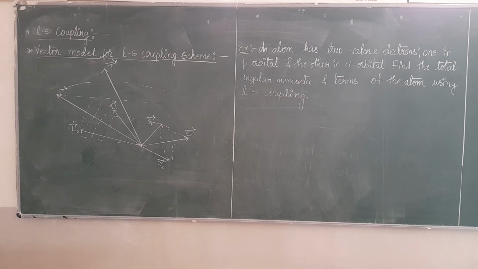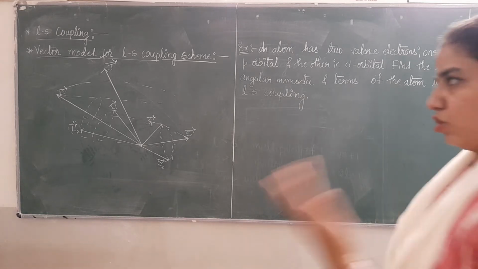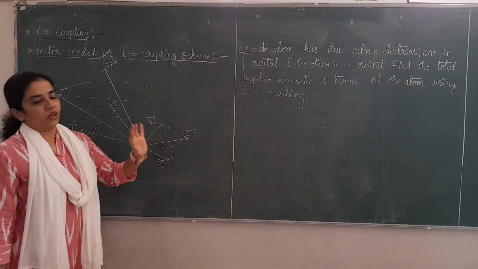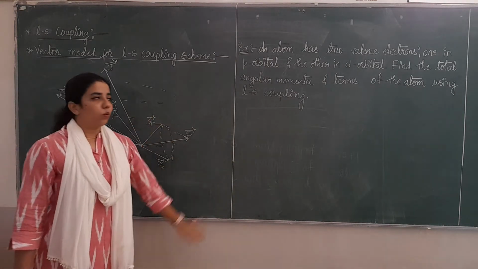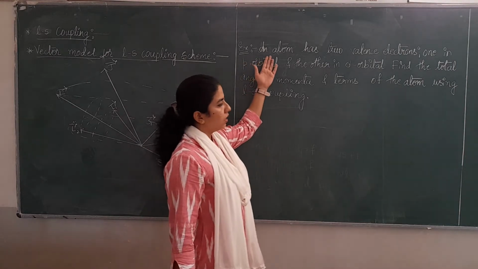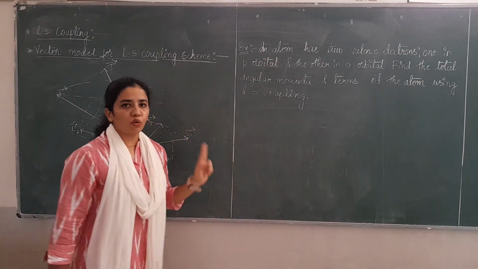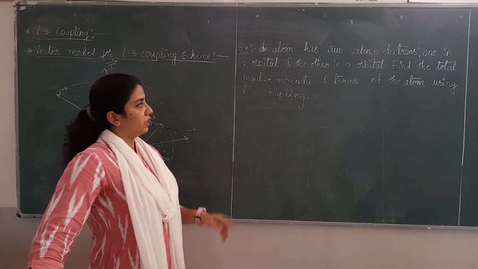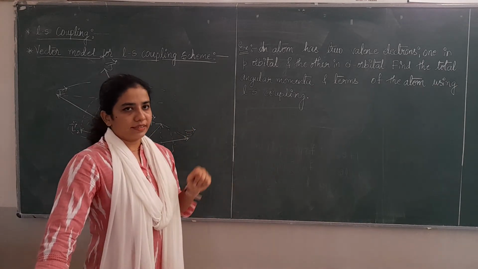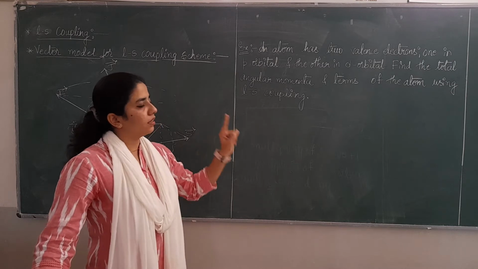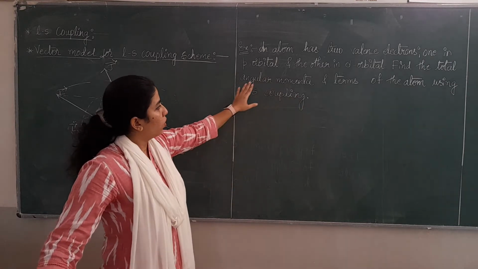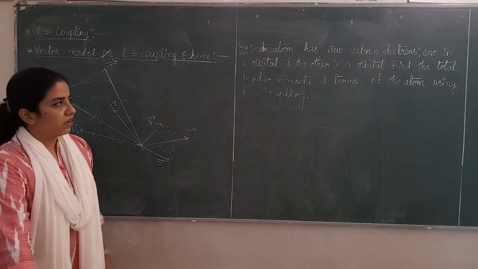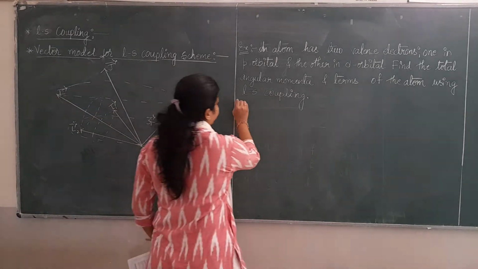So now, after seeing the vector model and the selection rules for LS coupling, we have to solve at least one problem to understand how this actually works. The question is: an atom has two valence electrons, one in the p orbital and the other in the d orbital. We have to find the total angular momenta of the atom using the LS coupling scheme.